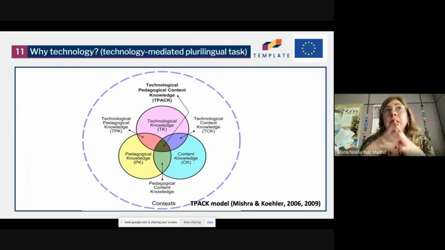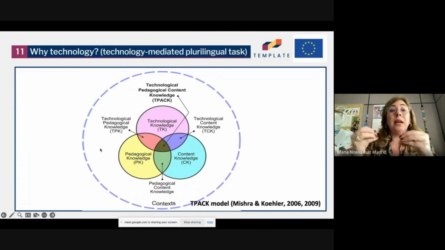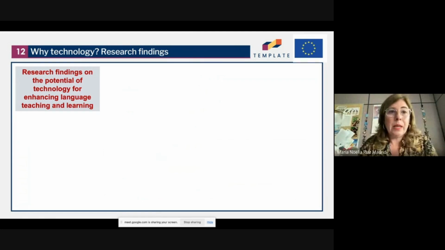If you are interested in this model and how to apply it, please check the bibliography and the references you will have on the project website. The model allows us to integrate not only the technological content, but also the pedagogical and the knowledge that is necessary to create this type of task.